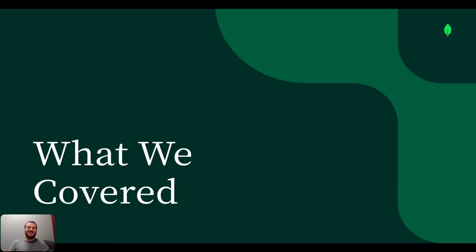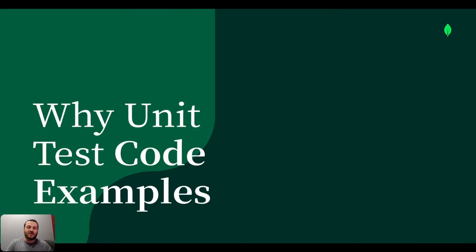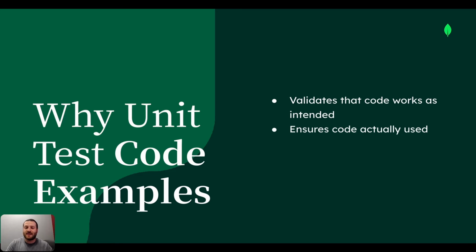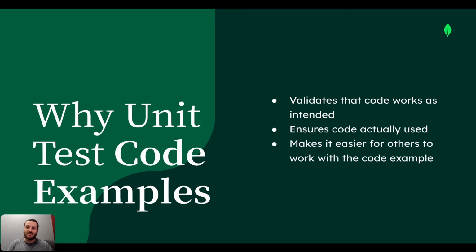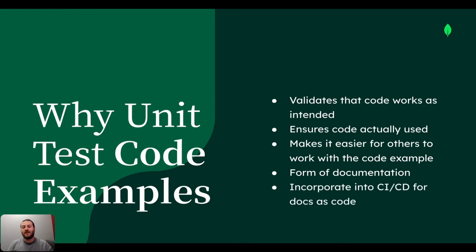So that wraps it up in terms of the new content for this presentation, but let's just quickly review everything that we've covered. First, we talked about the various reasons to unit test code examples. One being that you want to validate that the code works as intended, and unit tests can help do this. Plus, unit tests can ensure that you, as a documentarian, are actually using the code that you're documenting. Plus, it makes it easier for others on your team to work with those code examples as well within the context of the unit tests. And the unit tests can serve as a form of internal documentation for your team. Then finally, we can incorporate those unit tests that we've written into a CI/CD pipeline if we're doing docs as code, just as a form of quality assurance, of validation before we publish our docs.